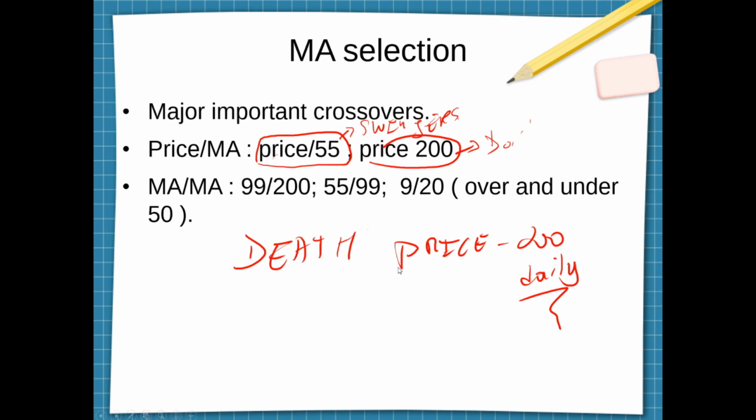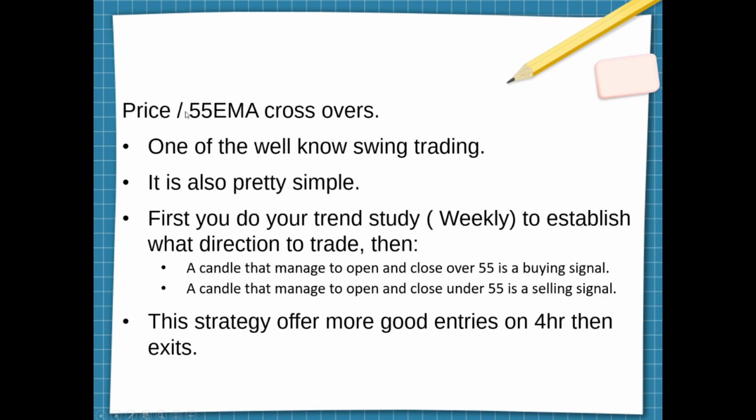So for moving averages, you have the 99, 100. This moving average is extremely important, and there is a very powerful strategy that I'm going to go into in detail when we go over them in the future. Now, the price and 55 crossover. This is one of the well-known swing trading strategies.